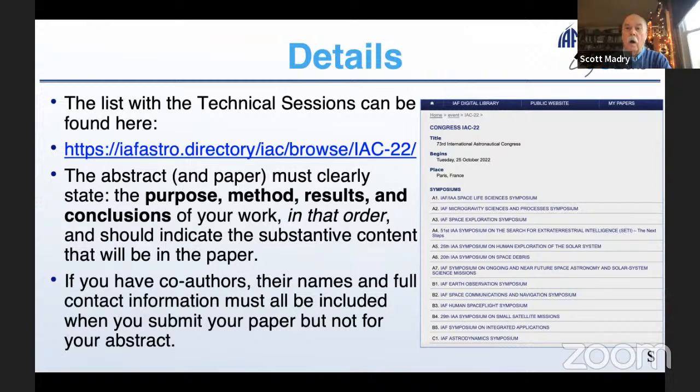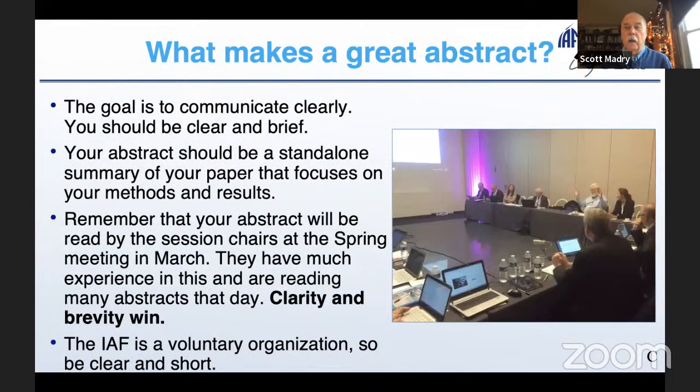Now, if you have co-authors, their names and contact information will be included when you submit your paper, but they don't have to be included when you submit your abstract. So it's only you as the primary author submitting the abstract, and you will add your co-authors later in the process when you submit your full paper. So I'll turn it back over to Carol, and she'll tell you about what makes a really good abstract.